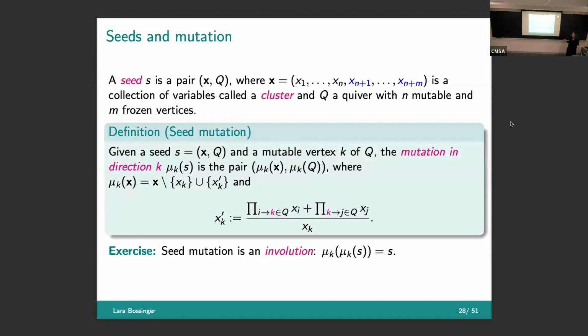So for every arrow that goes into k, and it starts at a vertex i, I will add the variable xi. So here, careful, this is really the product taken over arrows. If I have two arrows from i to k, then I will have xi squared appearing. And then the second term similarly considers all the arrows going out of k. So for every vertex j, for every arrow k to j, I add the variable xj. And I divide by the variable xk, and that's what I put in place of the k variable. Okay. And another exercise on the sheet is checking that also this operation is an involution.